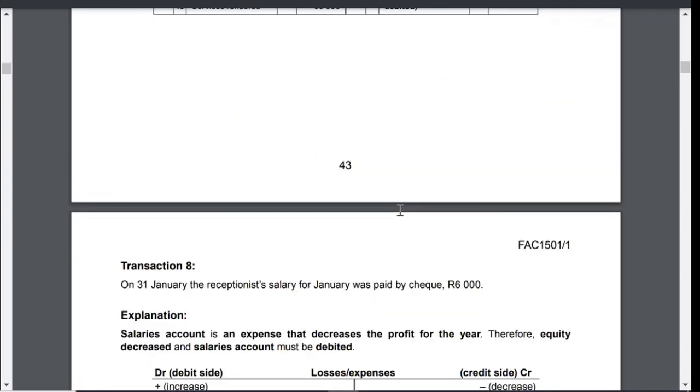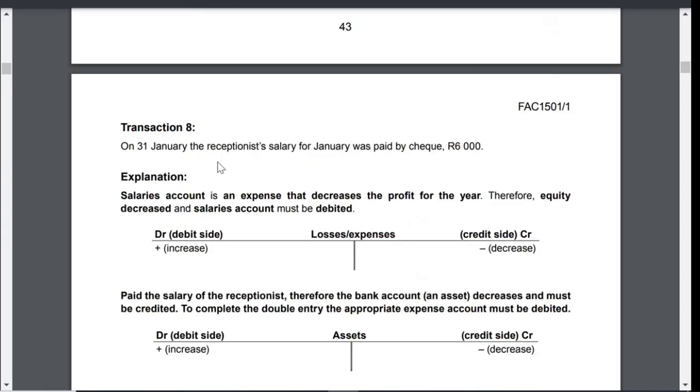So we did transaction number 7. Let's do number 8. On the 31st of January, the receptionist salary for January was paid by check, 6,000. What accounts are affected there? Salary and bank. What is salary? An expense. What is bank? Bank is an asset. So the two accounts here are salary, an expense, and bank, an asset.